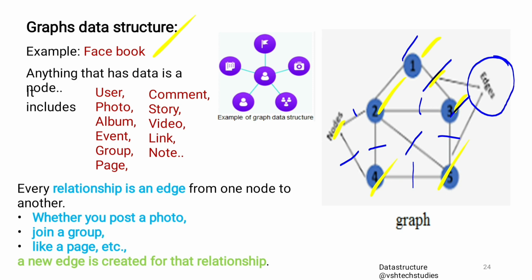Okay. Here data means any user, photos, album, event, group, page, comment, story, video, link, note. The relationship means it is the edge which will be indicating whether the user posted a photo, joined a group, like a page. So whenever new such action is done, new edge will be created between the different types of data here. So that is the example for graph data structure.